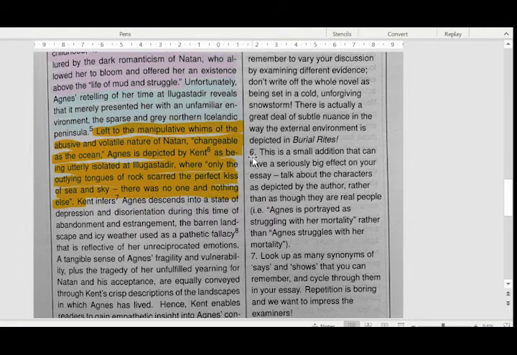So our note on the side here, number 6, says, this is a small addition that can have a seriously big effect on your essay. Talk about the characters as depicted by the author rather than as if they are real people. So Agnes is portrayed as struggling with mortality rather than Agnes struggles with her mortality. We've spoken about this quite a lot in class, but we want to constantly refer to the novel as being written, right? So she is portrayed as, rather than she does.